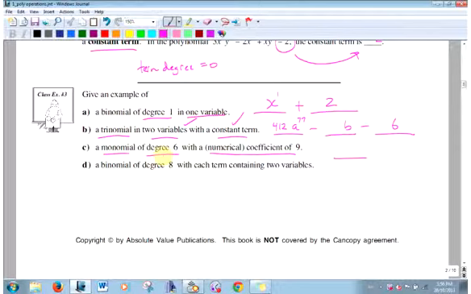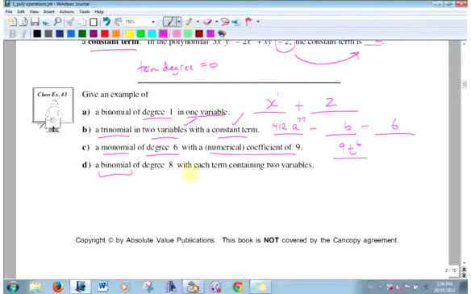What's your favorite letter, Mariah? That's not a letter. T, degree of 6. It's got to have a numerical coefficient of 9. There it is.